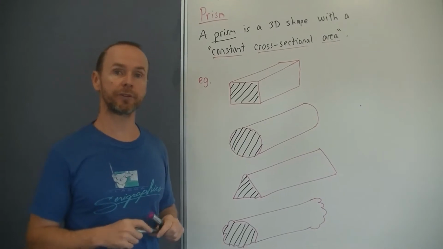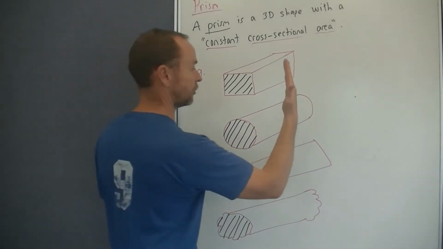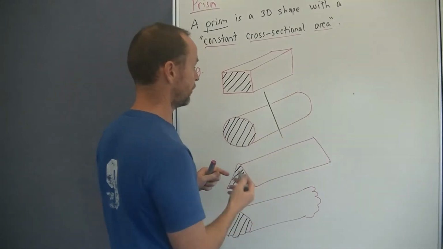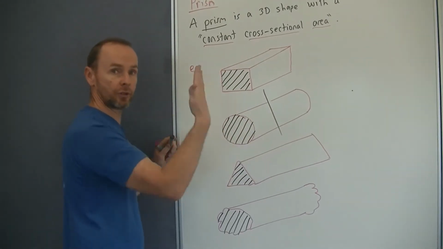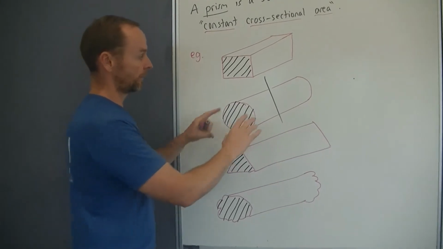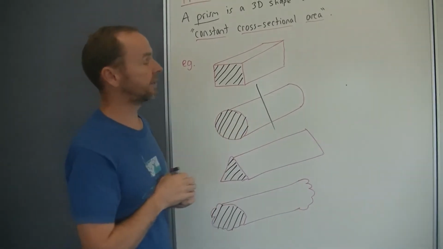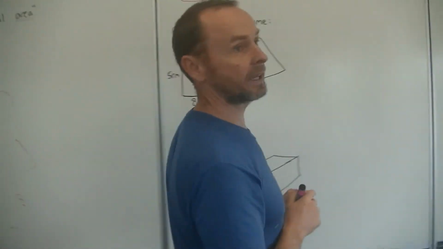Another way to think of a cross-sectional area is if you had a sword and you chopped it right down the middle, chopped it right through there, and you opened it up, it'd still be the same shape, no matter where. As long as you chopped it straight down the middle, it'd be the same circle. Okay, so these are prisms. Let's have a look over here.